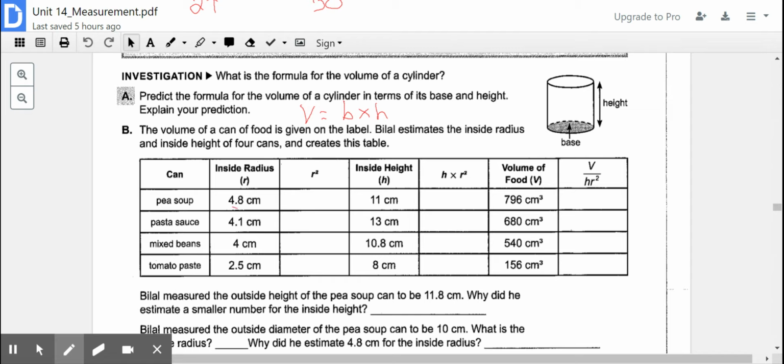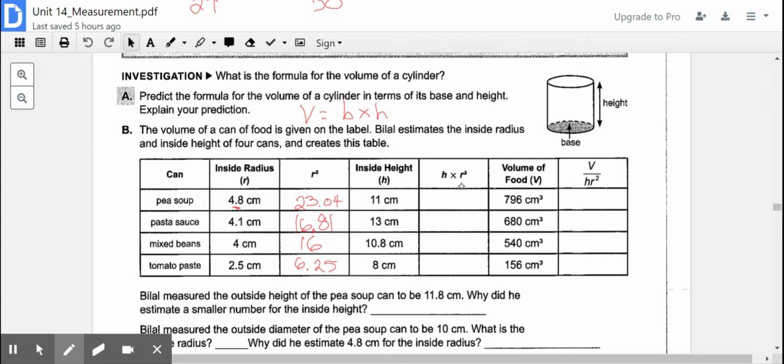If the radius of the pea soup can is 4.8 centimeters, the radius squared, we can find that with our calculator. I have to turn on my calculator. 4.8 squared is 23.04. That's what I'm getting anyway. That sounds about right. Now what about the next one, 4.1? I'll square that one. I get 16.81. Mixed beans is a lot easier because that's a nice even number. It's going to be 4 times 4, which is a flat 16. And tomato paste is 2.5, which when we square it is 6.25.